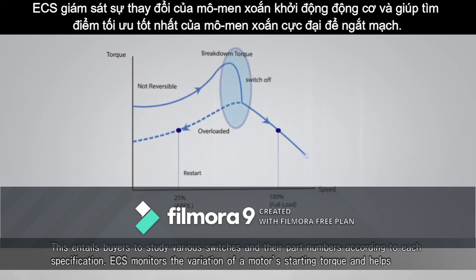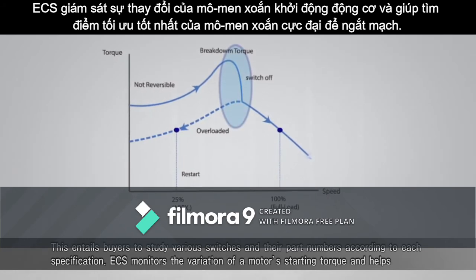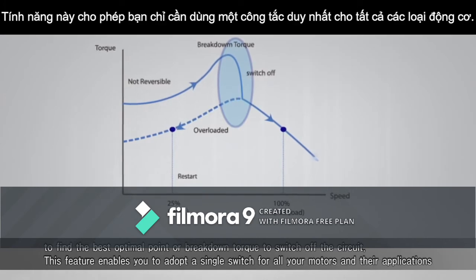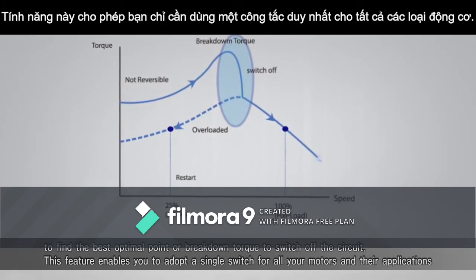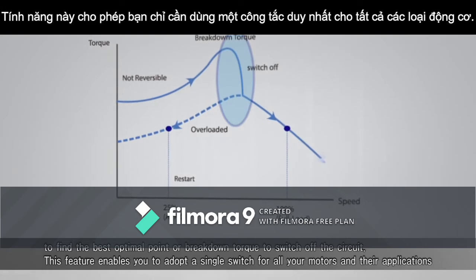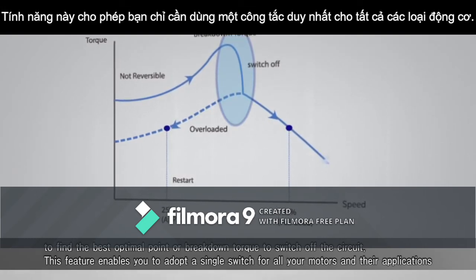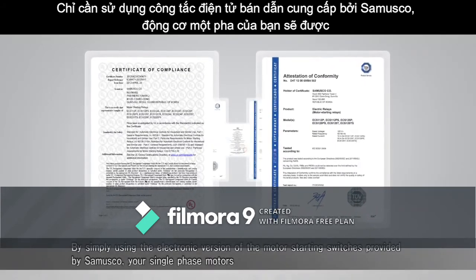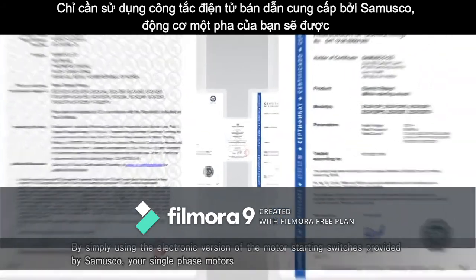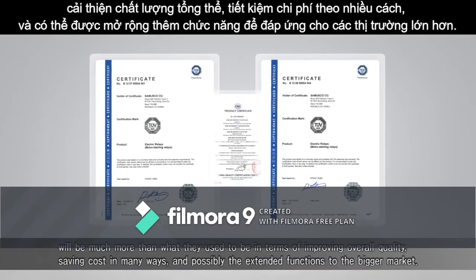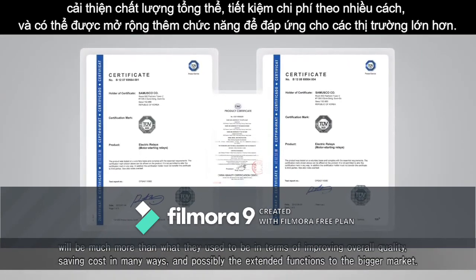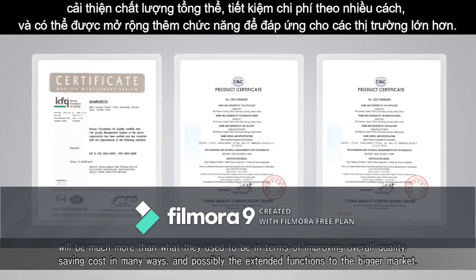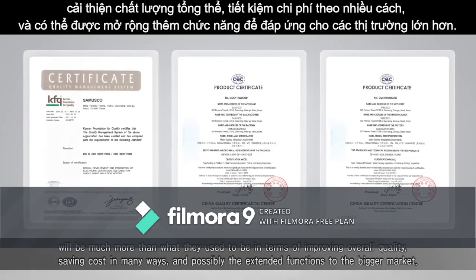ECS monitors the variation of a motor's starting torque and helps to find the best optimal breakdown torque point to switch off the circuit. This feature enables you to adopt a single switch for all your single-phase motors and their applications. By simply using the electronic version of the motor starting switches provided by SAMUSCO, single-phase motors will be much more than what they used to be in terms of improving overall quality, saving cost in many ways, and possibly extending the functions to the bigger market.